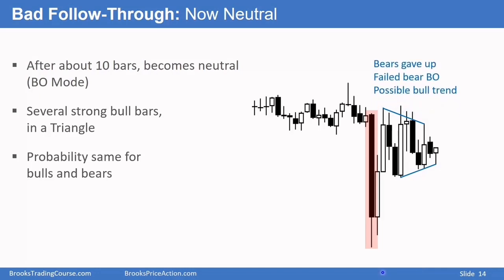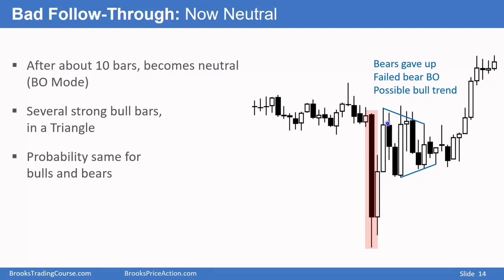The bears gave up. It's a failed bear breakout. This bull bar, to me, means it's a failed bear breakout. This bar going above that bar confirms the failure. Failed bear breakout does not mean bull trend. It just means the bear trend has ended, and now the market is neutral. In this particular case, it did lead to a reversal.